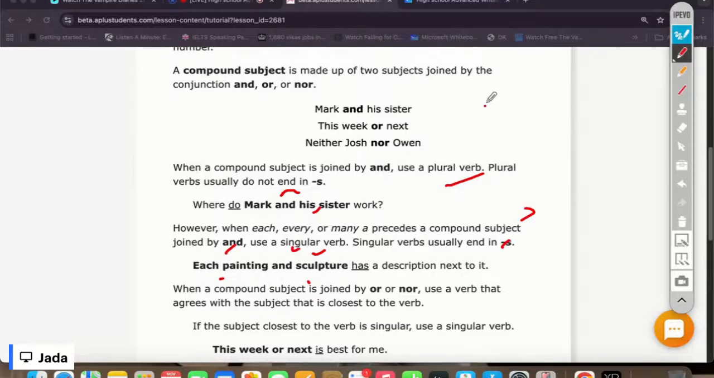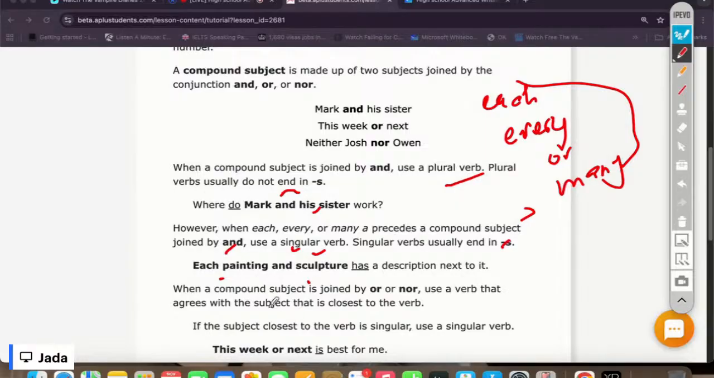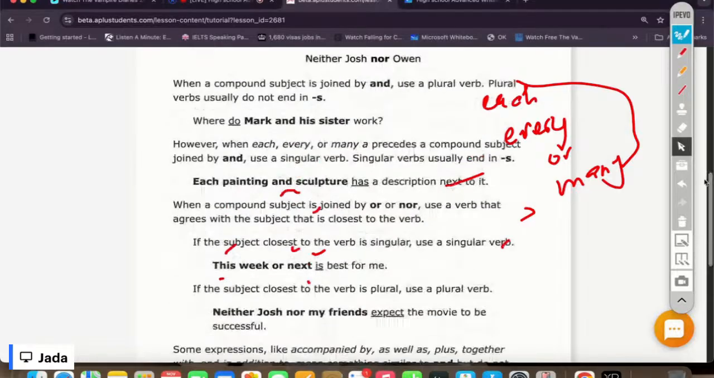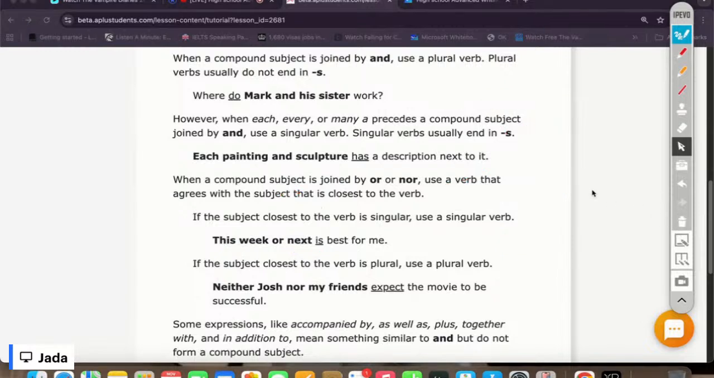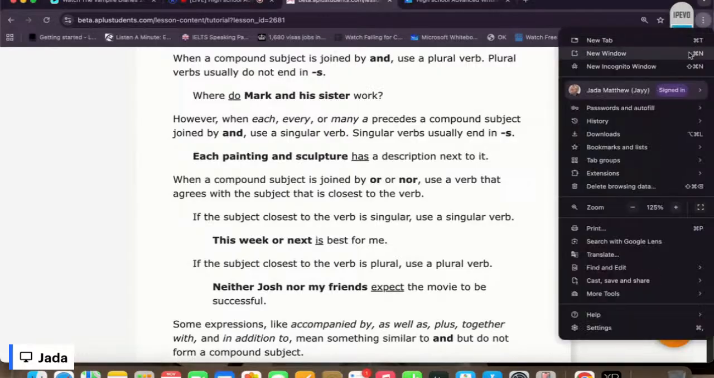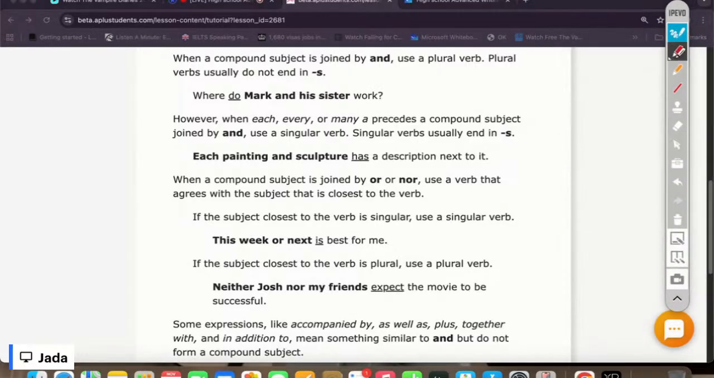So when you have each, every, or many, okay, so the three of them here, and they are joined by and, you have to use a what? Singular subject, singular verb rather. So when a compound subject is joined by or or nor, you have to use a verb that agrees with the subject that is closest to the verb.